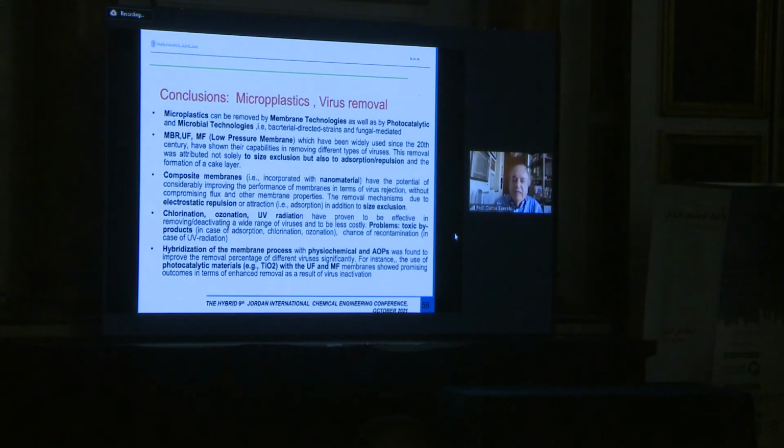Microplastics can be removed by membrane technologies, as well as by photocatalysis. Microplastics is now one of the new problems in water treatment. Different low-pressure membranes and absorption, repulsion can be used for the removal of the virus. Composite membranes can also be used, as well as chlorination and ozonization. Hybrid processes seem to be one of the solutions for the removal of many chemicals, not only of the virus, but also the pharmaceuticals you have seen before. So one of the tendencies now is to use hybridization of membrane processes, or combined technologies, for the complete removal of all the chemicals and also viruses.